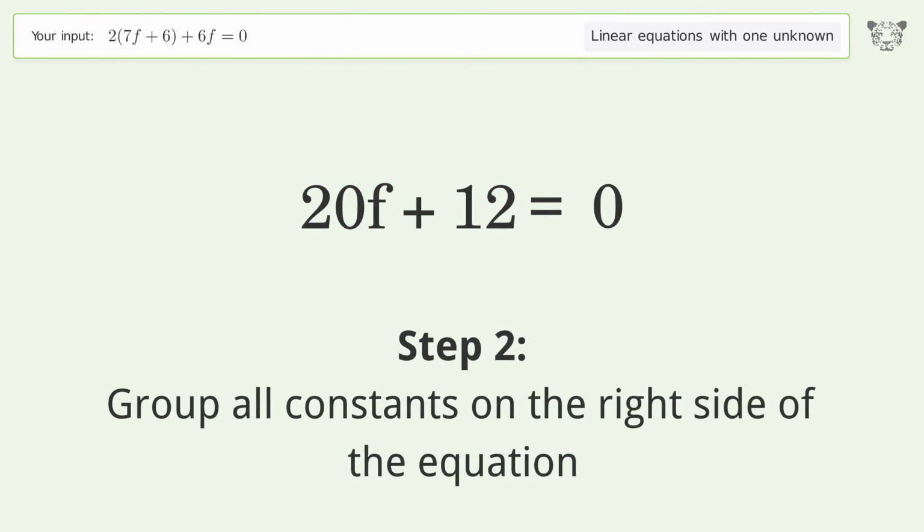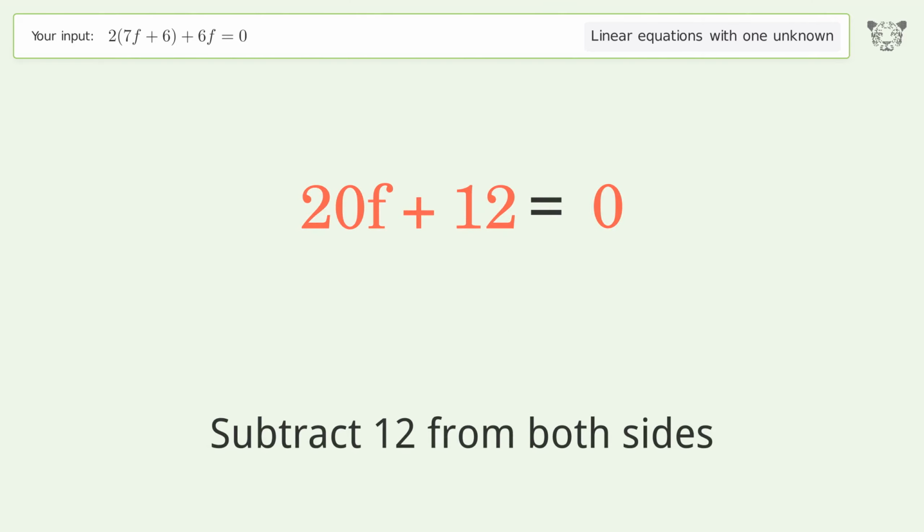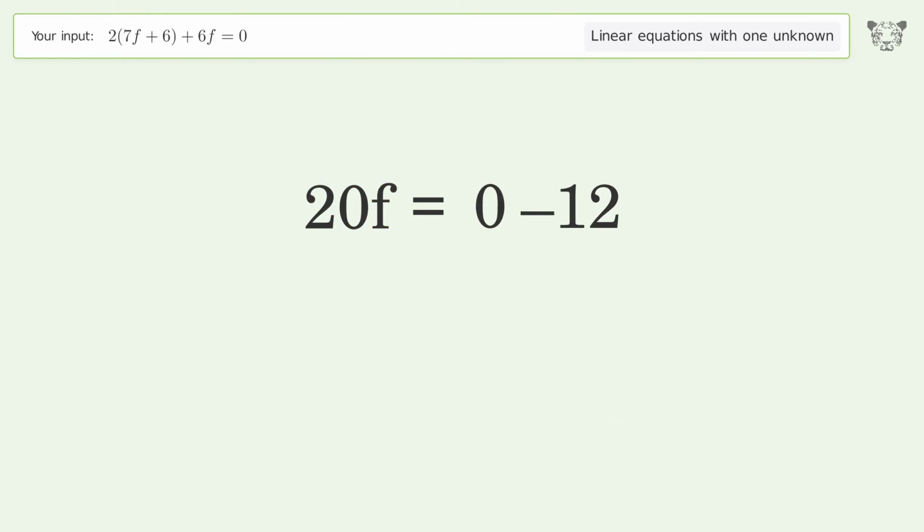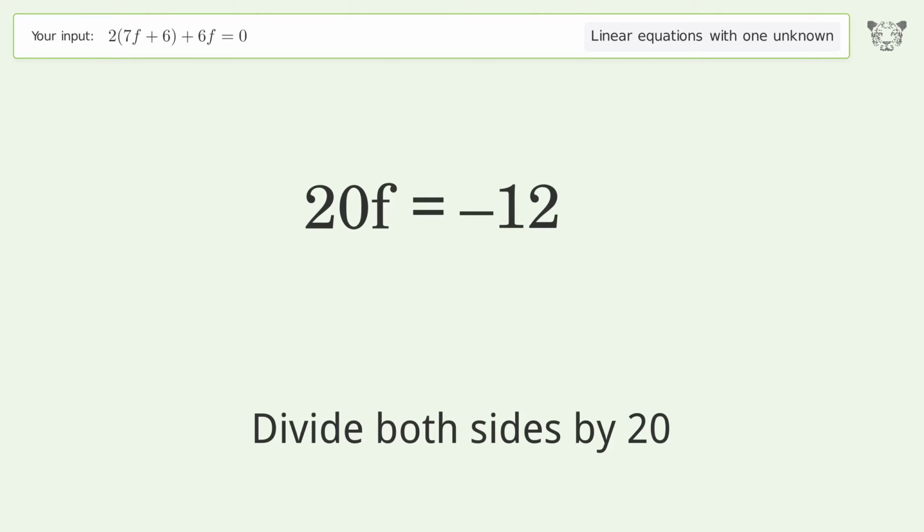Group all constants on the right side of the equation. Subtract 12 from both sides. Simplify the arithmetic. Isolate the f. Divide both sides by 20.